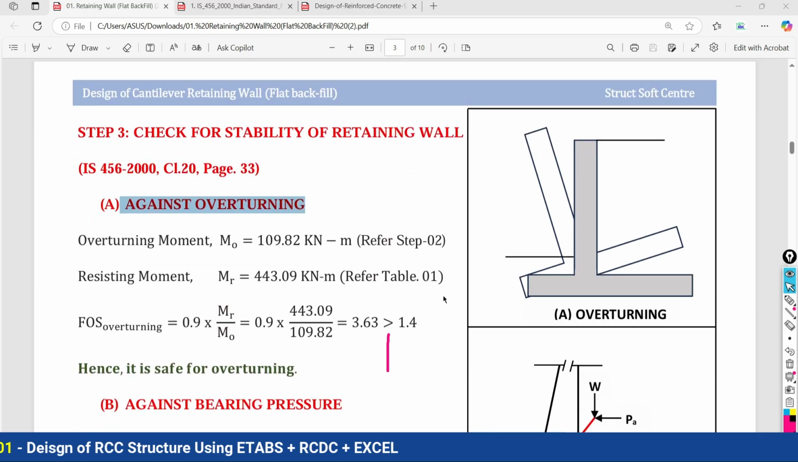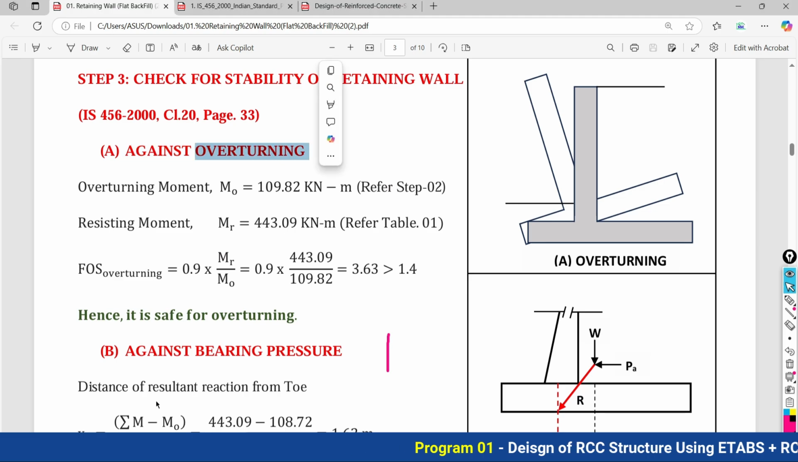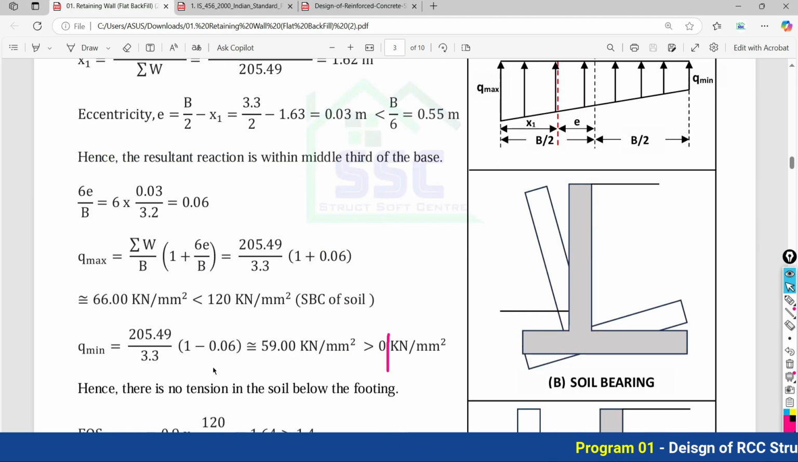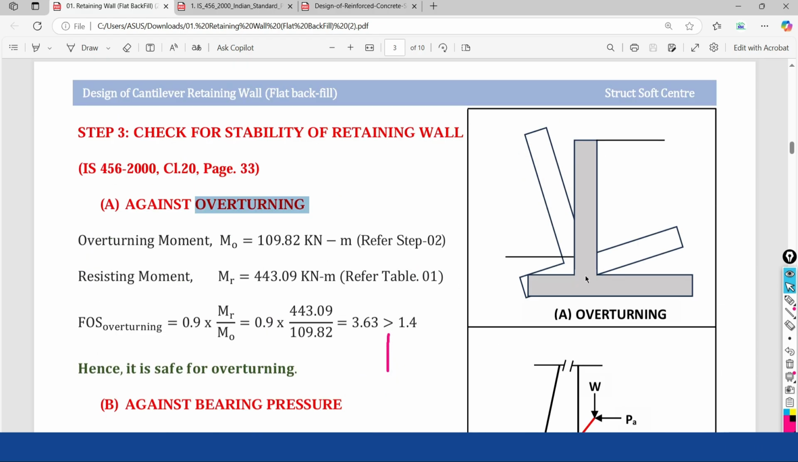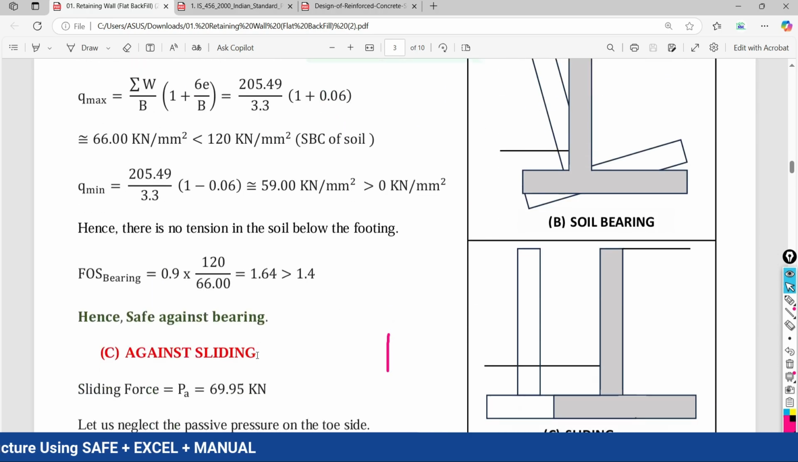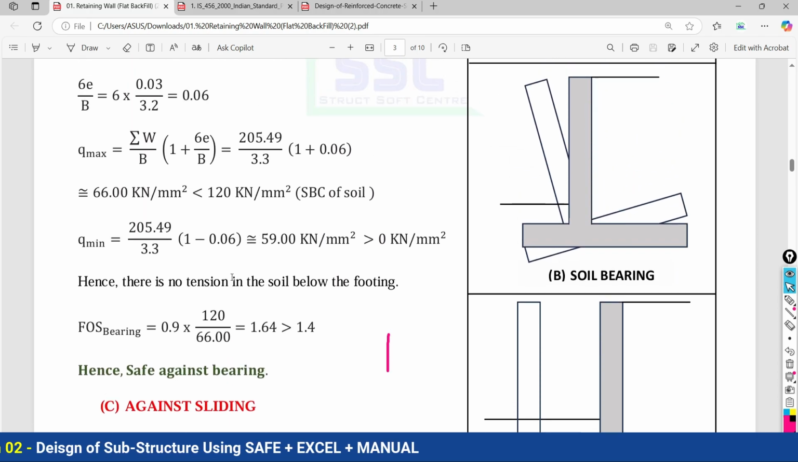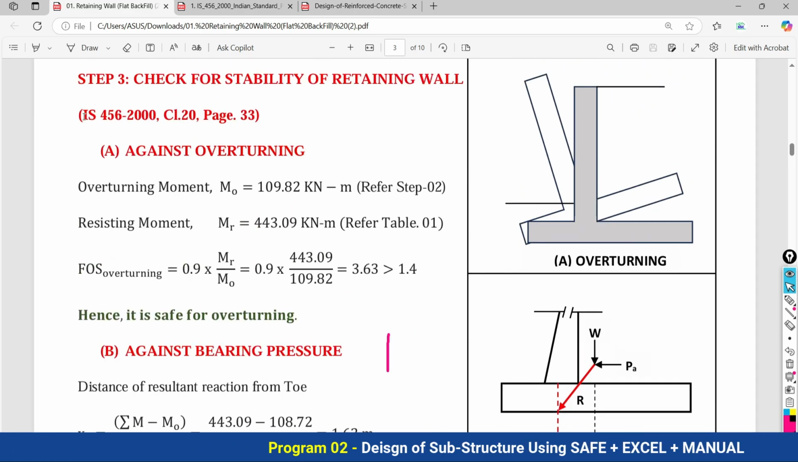The stability of your retaining wall we are going to check in three ways. One is against the overturning, another against the bearing pressure, and another against the sliding. So we are going to check whether your retaining wall is safe against the overturning or not, against the bearing pressure or not, and against the sliding or not. We have to ensure that, and this is recommended by IS 456:2000, clause number 20, page number 33.